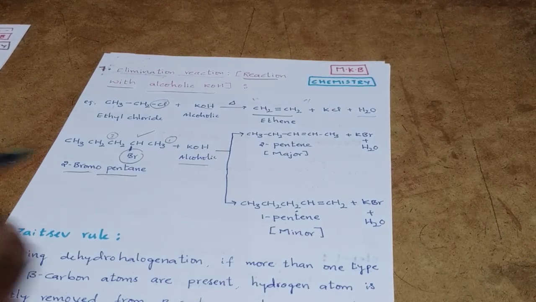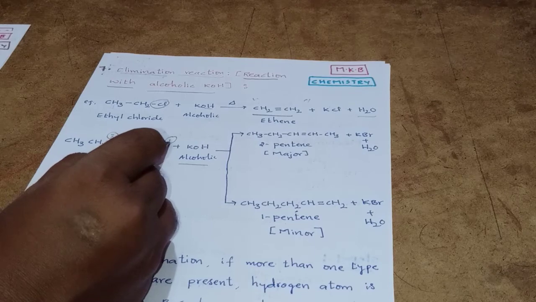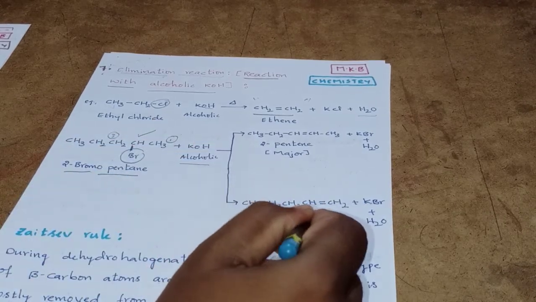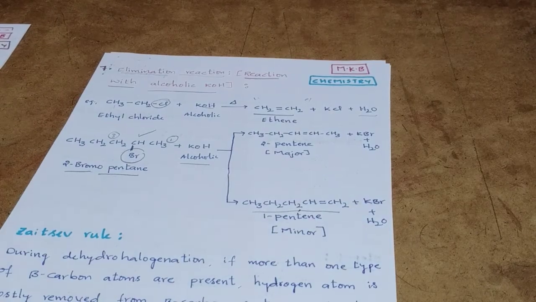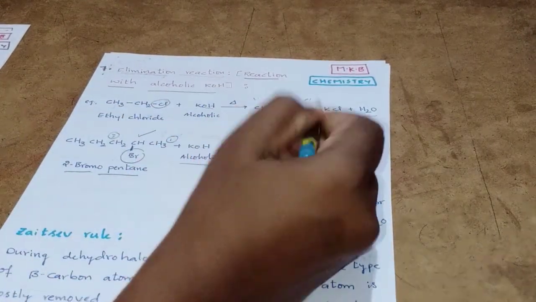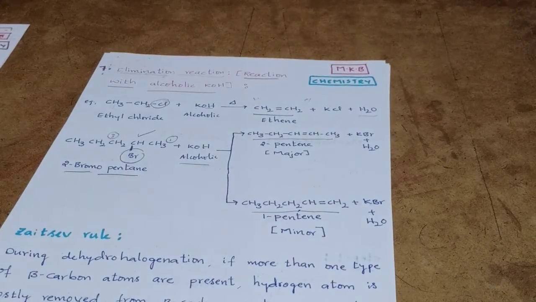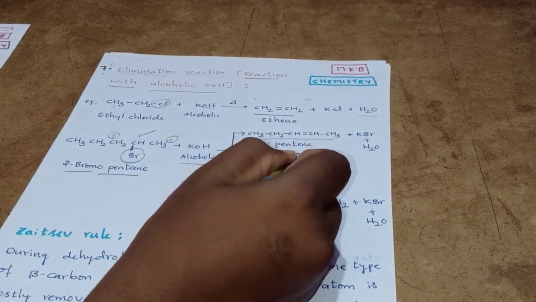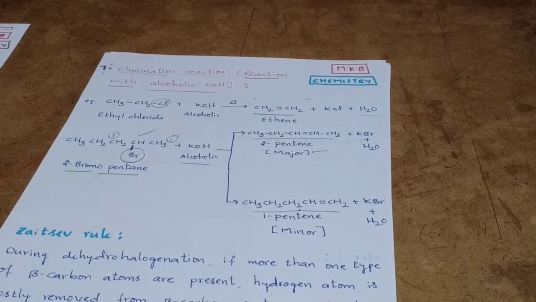So suppose if I remove hydrogen from the first carbon, I will get 1-pentene. This is the product. If I remove hydrogen from the third carbon, I will get 2-pentene. Now which one is major? If we take the stabilities according to thermodynamics, 2-pentene is more stable, hence we can say that it is the major product.